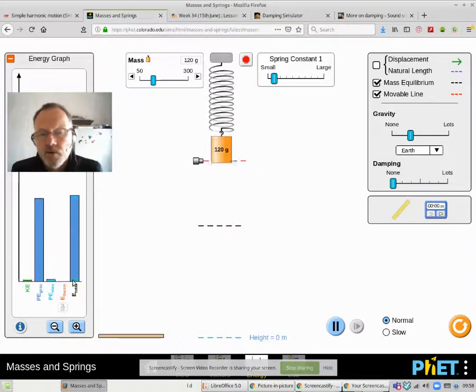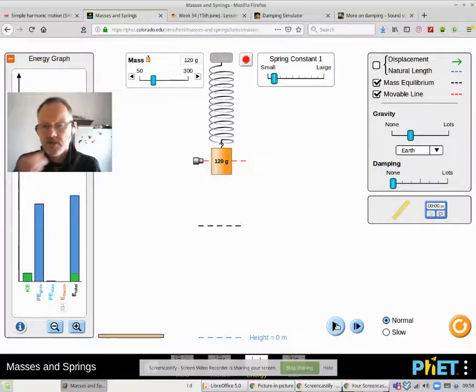Now, before we go on to looking at damping in detail, what I'm going to ask you to do is to consider what the forces are, well, one particular force called the restoring force that is acting on this mass as it oscillates up and down. The restoring force is the total force acting on the mass that causes the acceleration.